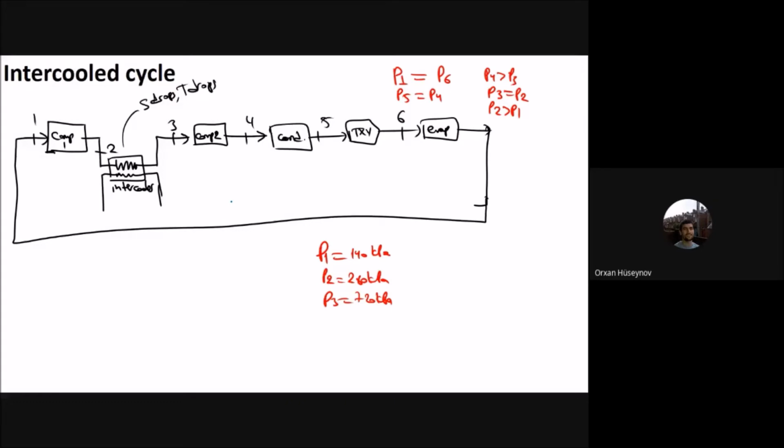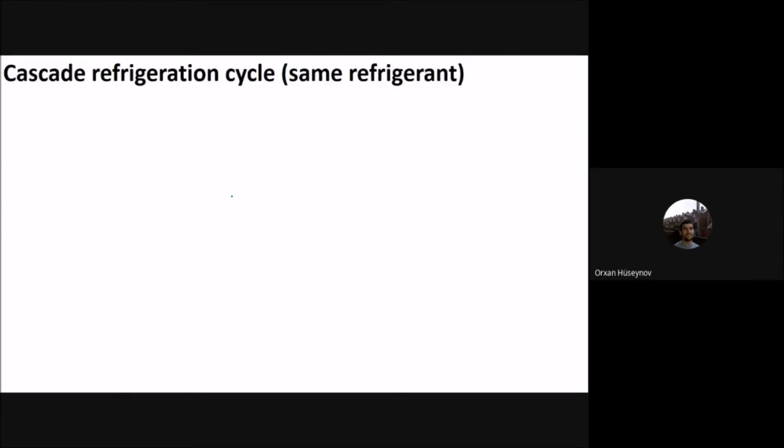It's the intercooled cycle. And next comes the cascade refrigeration cycle here. And here we are using the same refrigerant. And let's see how it happens in the cascade refrigeration system. So we draw the components here. So I have the compressor 1. Then from that compressor, I have the same condenser 1 here. And that goes back to the thermal expansion valve.